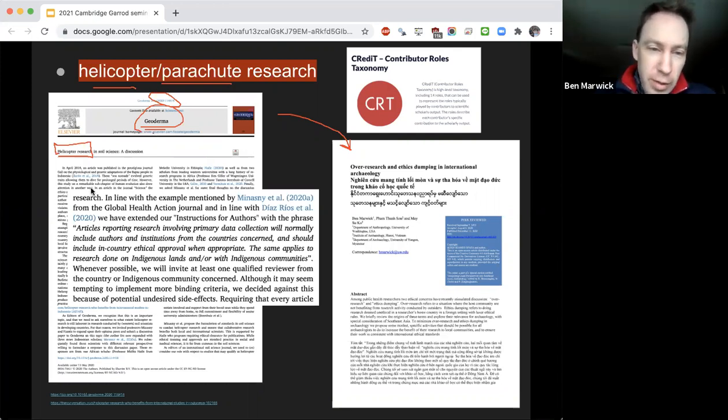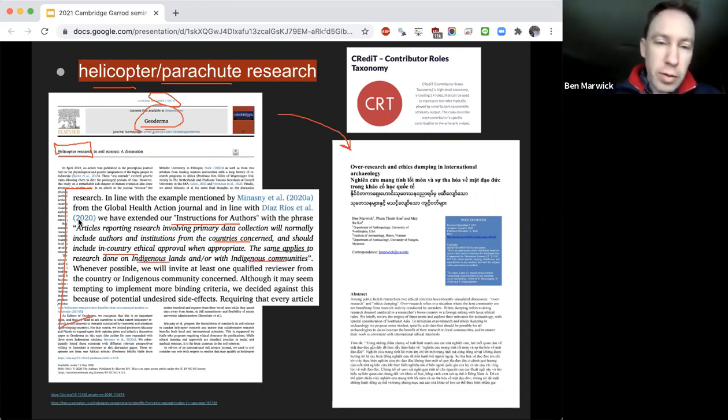So I've got a little excerpt from this journal here, from the editors, where they've extended their instructions for authors. Articles reporting primary data will normally include authors from institutions in the countries concerned and should include in-country ethical approval when appropriate, because they have some cases where people ducked into a country, took some samples and went back home, and it turned out they never engaged with any kind of regulatory permitting authority at all. Those samples were effectively illegally obtained. The same applies to Indigenous lands with Indigenous communities.